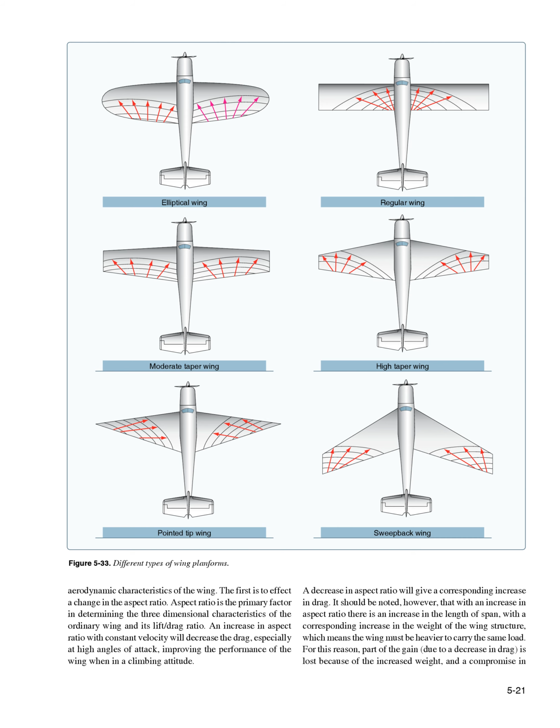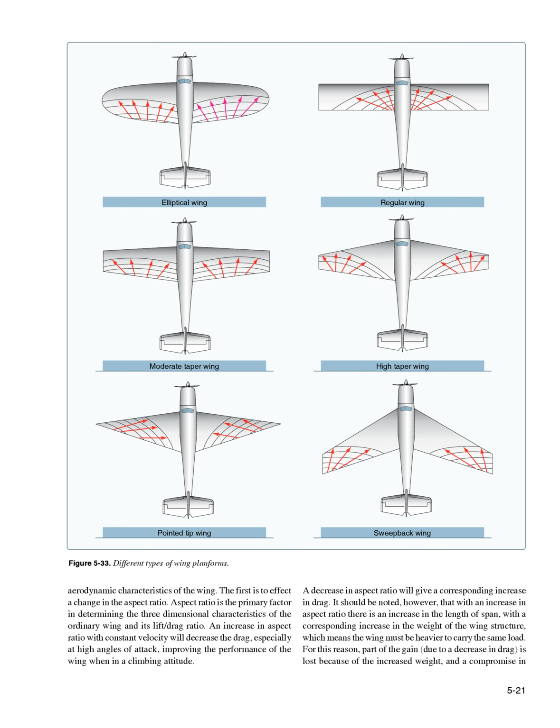Aspect ratio is the primary factor in determining the 3-dimensional characteristics of the ordinary wing and its lift/drag ratio. An increase in aspect ratio with constant velocity will decrease the drag, especially at high angles of attack, improving the performance of the wing when in a climbing attitude. A decrease in aspect ratio will give a corresponding increase in drag. It should be noted, however, that with an increase in aspect ratio there is an increase in the length of span, with a corresponding increase in the weight of the wing structure, which means the wing must be heavier to carry the same load.